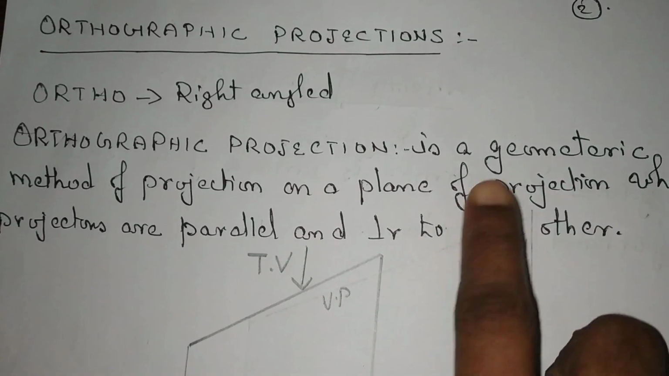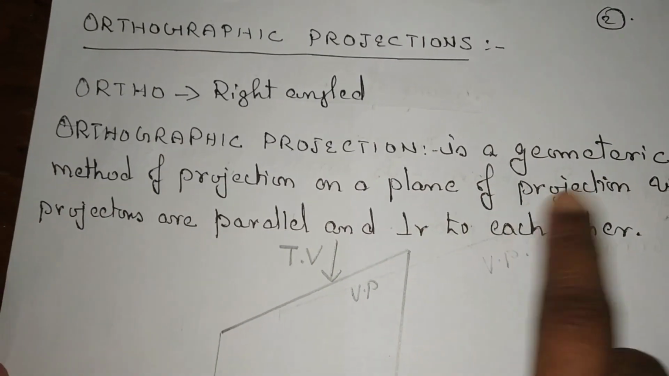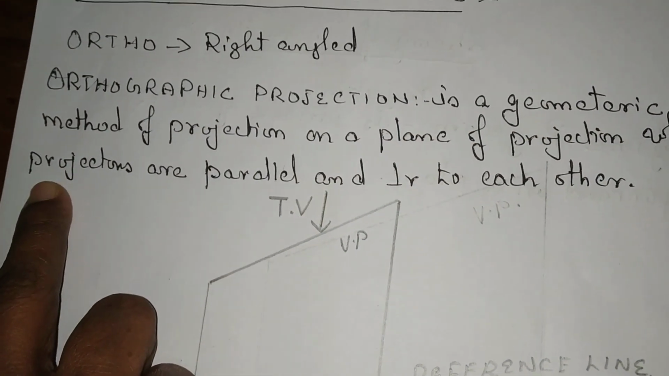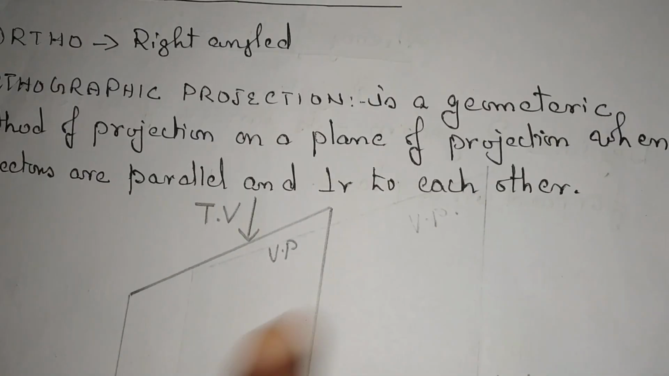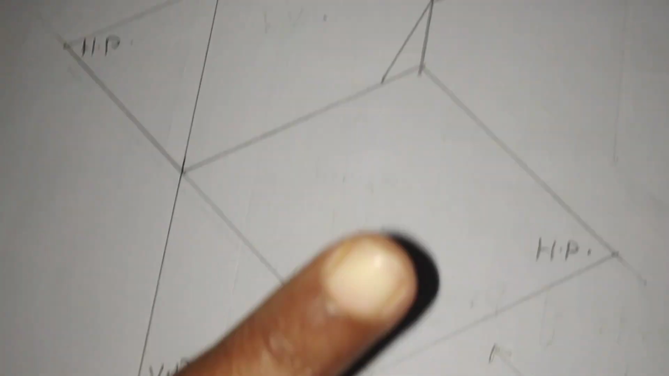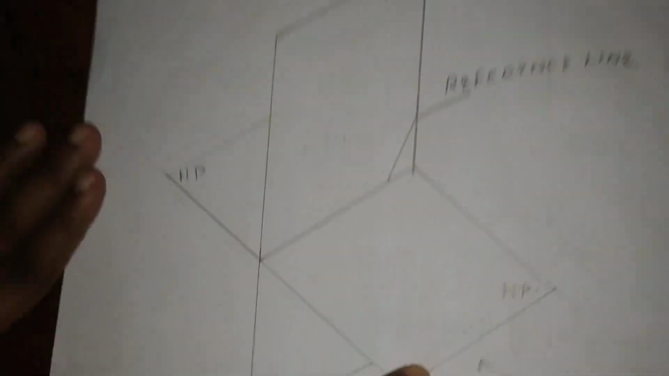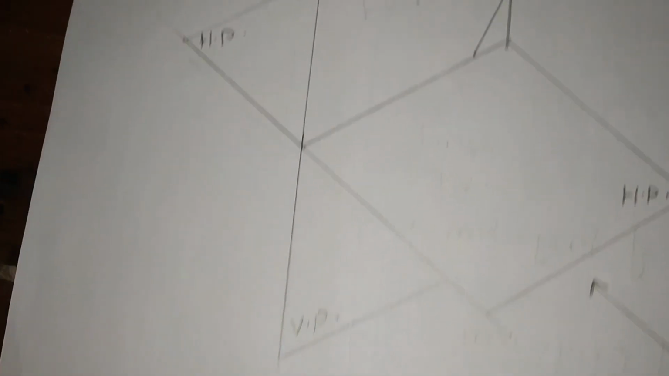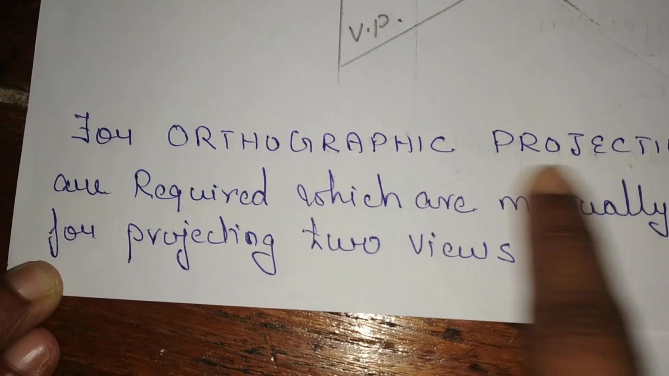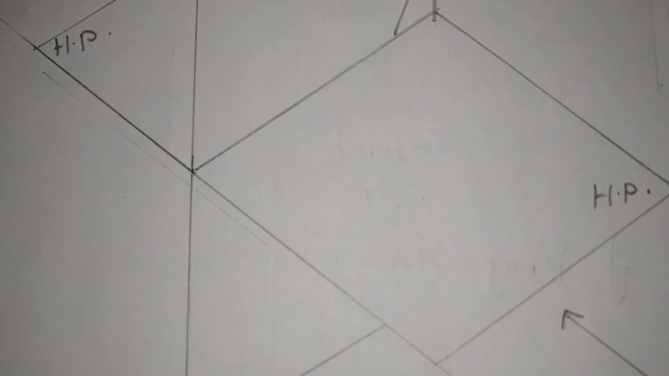Orthographic projection is nothing but, the definition is a geometric method of projection on a plane of projection where the projections are parallel or perpendicular to each other. So the projection planes you can see here are mutually perpendicular to each other. Now, as I said, for orthographic projection you require two planes. So you can see I have here two planes HP and VP.